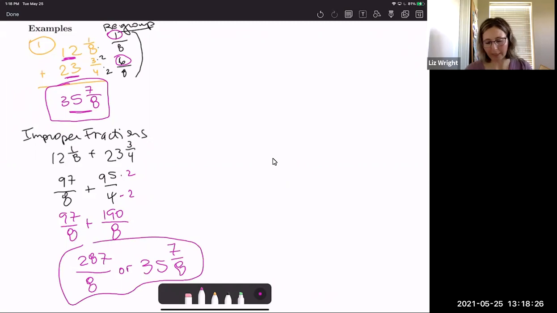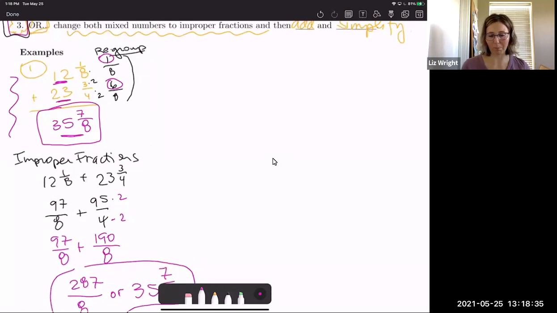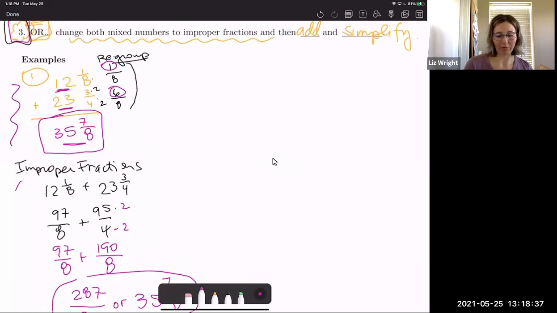And so then we get our two answers. I know that one was a little bit more work compared to the first version, but sometimes that first version of regrouping has many more steps, and the improper fractions is just an easier way to go. So it kind of depends on what we're given to begin with. So let's check out another one and see what you guys think.